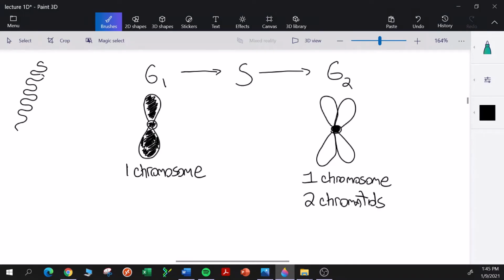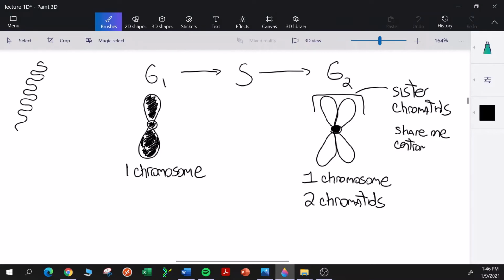Two chromatids. And these two chromatids should have an identical DNA sequence because they resulted from replication of one DNA molecule. These are called sister chromatids. Assuming no mutations happen during DNA replication, those sister chromatids should be genetically identical. And by convention, we say they share one centromere. So the two sister chromatids share one centromere.